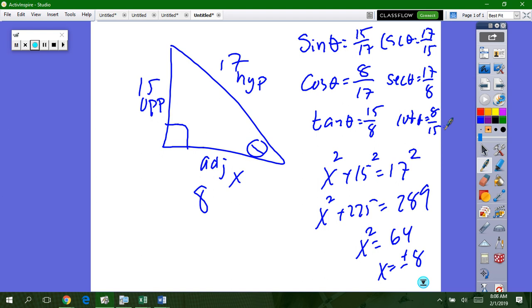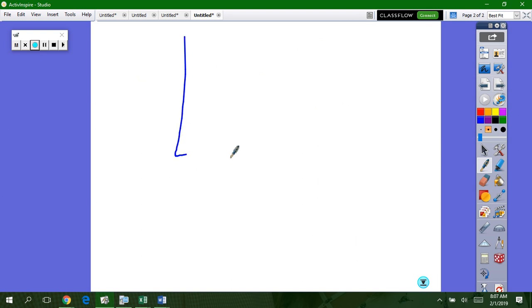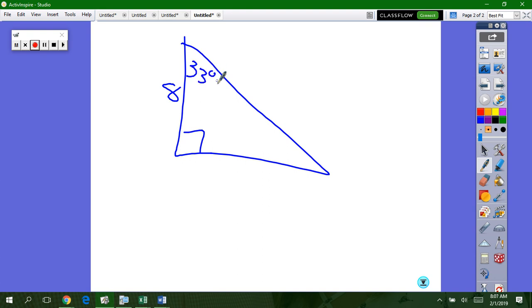Okay. So the other thing that we could do is we can solve triangles. Because if I tell you it's a right triangle, and I give you any side and an angle, any side and an angle. Let's say I give you this side is 8, but I tell you this angle up here is 33 degrees, and I want you to find x and y. How am I going to go about this?